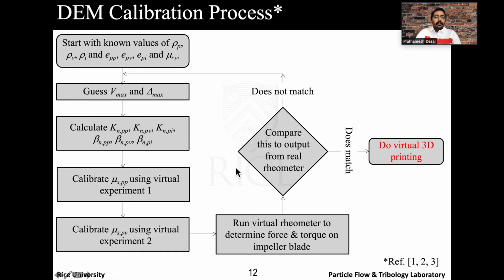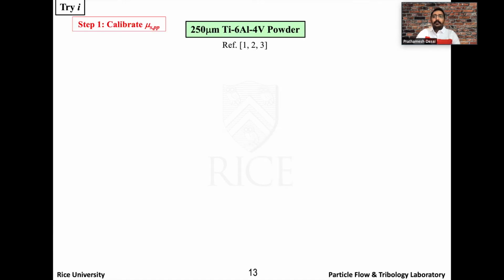And we calibrate a virtual model, or a virtual avatar, of the real powder such that the rheological behavior of the virtual powder is matched with the rheological performance of the real powder. Once we get that match, then we can do virtual 3D printing. So let's dig into this a little bit more.